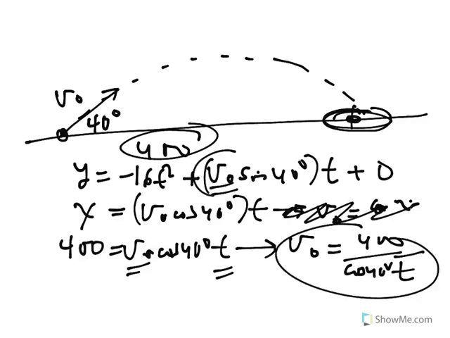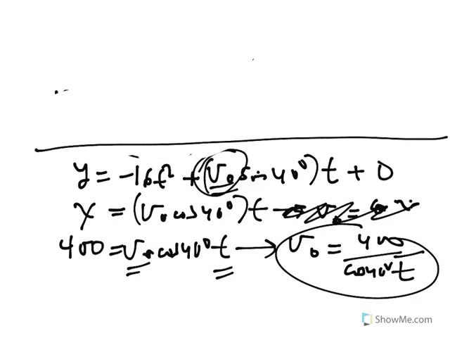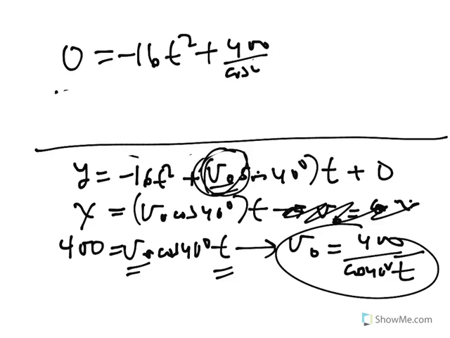Now if I take this and substitute it in place of the V0 in the other equation, I am going to give myself some room. And we also know that it lands on the ground. So y is going to be 0 when it hits the ground. So I say 0 equals negative 16 t squared. Instead of V0, I'm going to write 400 over cosine 40 degrees t times sine 40 degrees t plus 0. The t's cancel out.